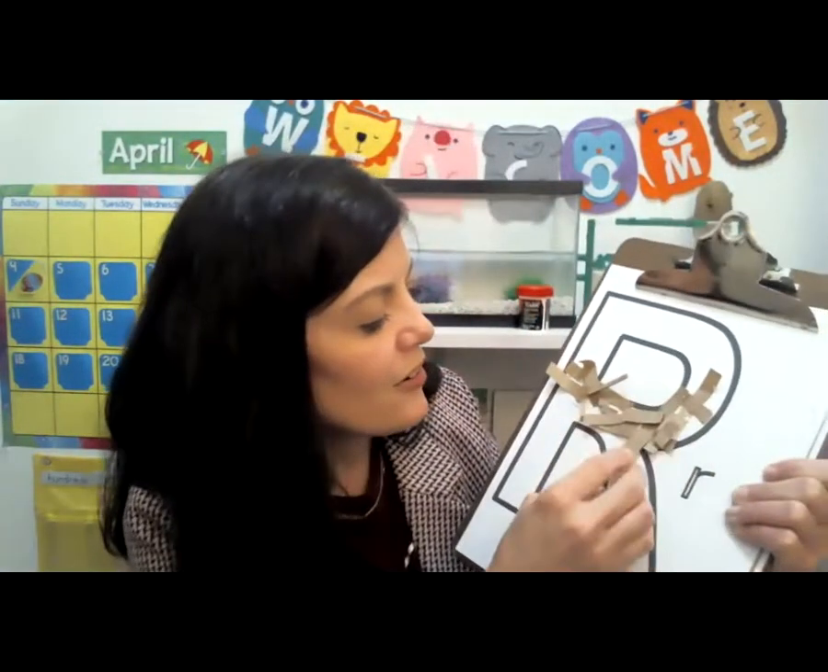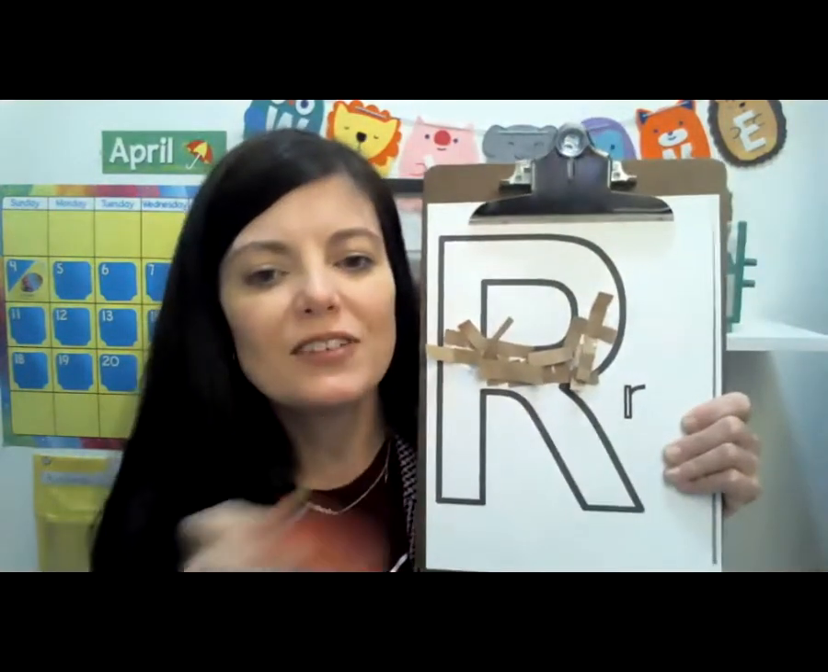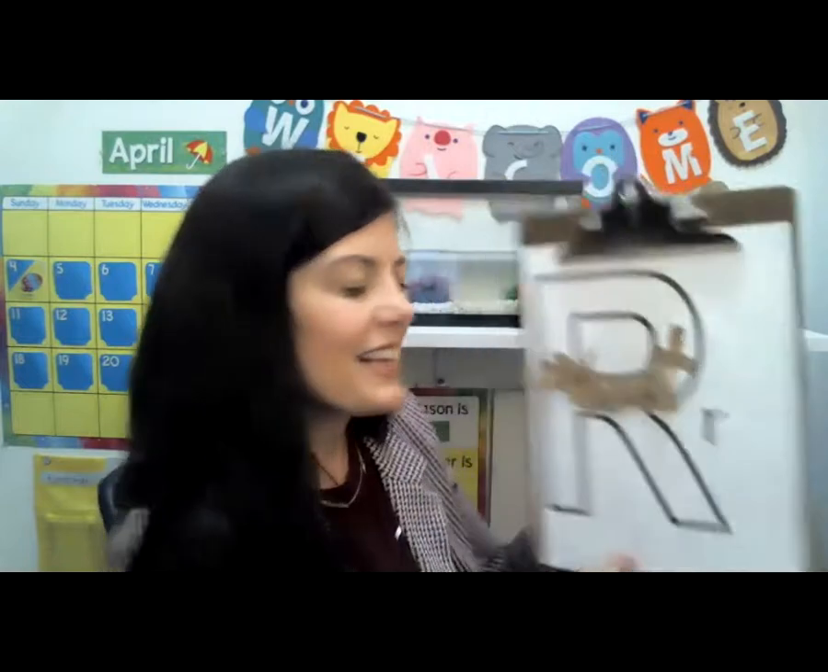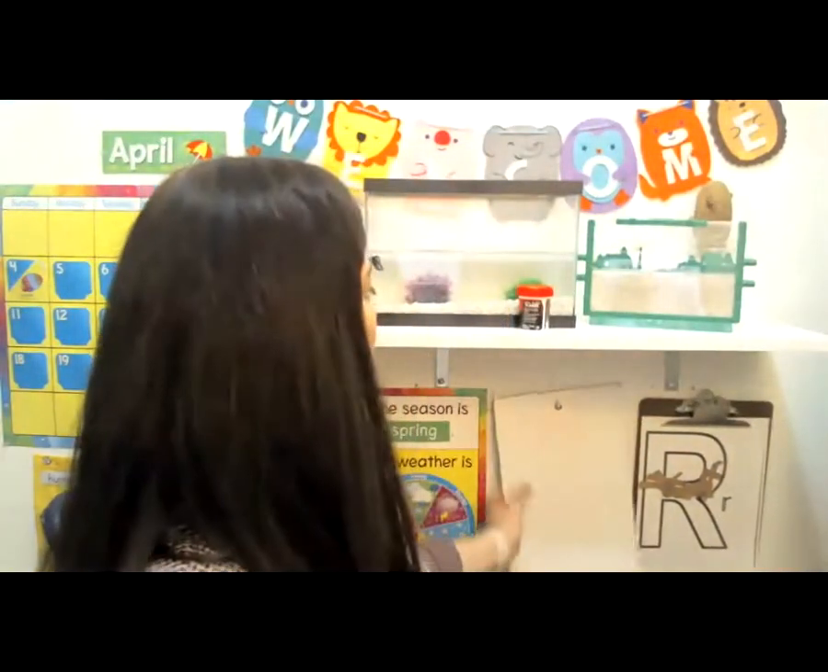So there we go. Maybe I'll put a few more pieces in here. Okay, so there you go. And you can be done if you want to, or if you'd like to, you can just glue a little robin onto the nest like that. But I'm going to use this robin for art, so I'll leave mine just like it is. So let's see if we can write the letter R.